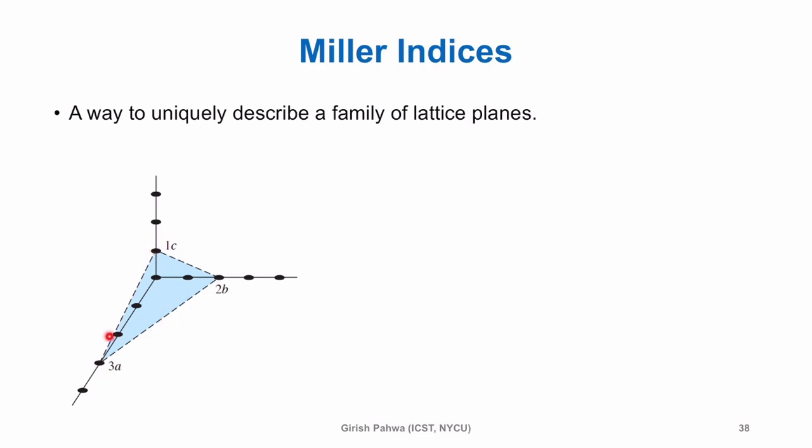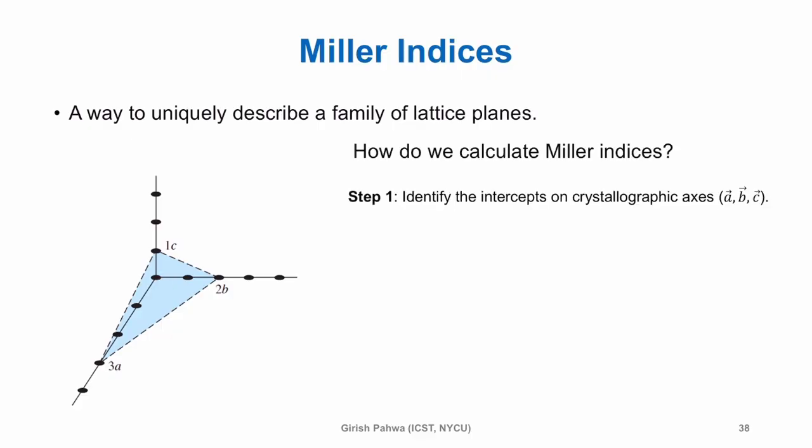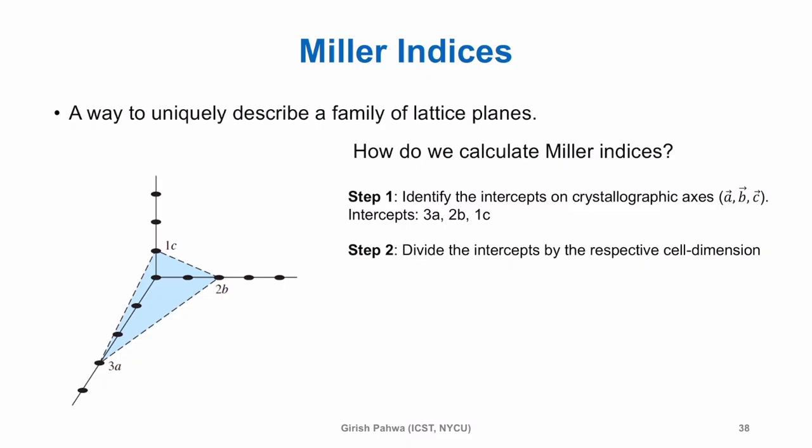So I know these intercepts. With the help of these intercepts, I can generate my Miller indices, and I'm assuming this is the origin. So identify the intercepts on the crystallographic axes. Crystallographic axes means x, y, and z, or a, b, and c. So 3a, 3b, 1c. Now the second step is you divide them by the respective cell dimension. If it is 3a, I'm just going to divide it by a, then divide by b, and divide by c. So 3a, 2b, and 1c will become 3, 2, and 1.